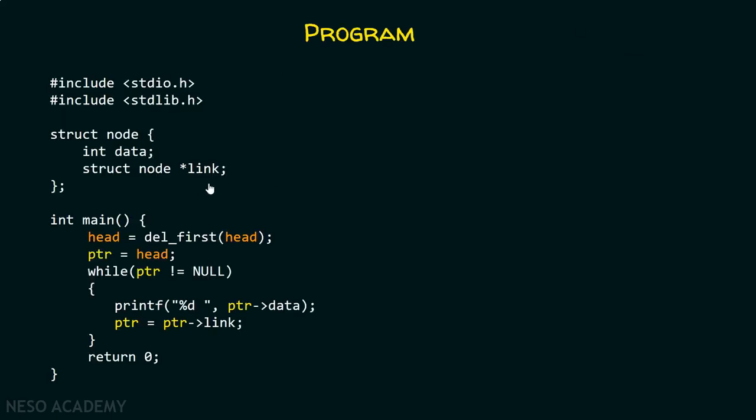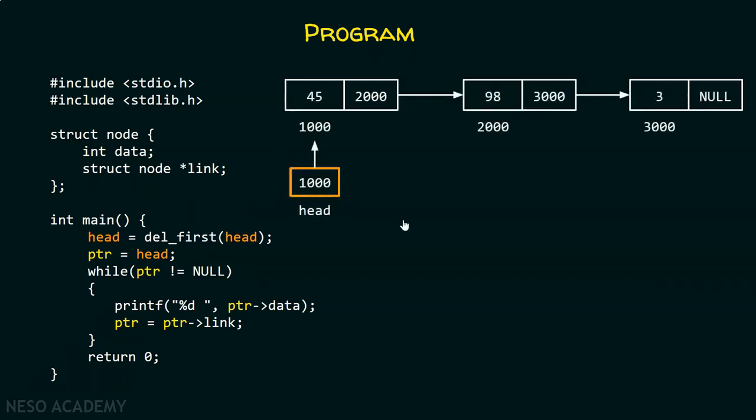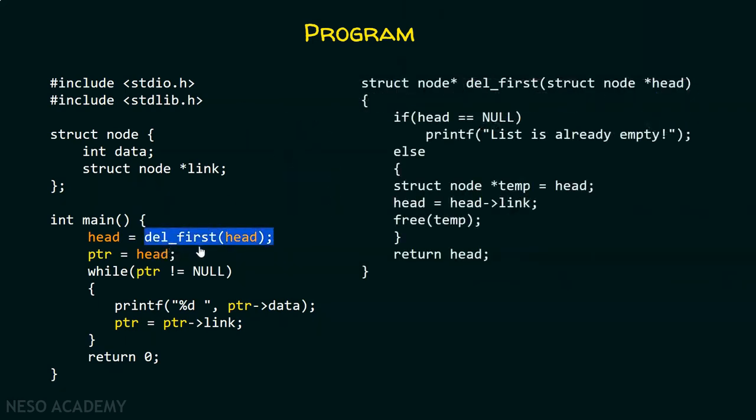So here is a program which helps us in deleting the first node of the list. And here I'm assuming that this list is already available with us. Here in the main function, I'm not writing the code for creating this list. I'm assuming that the list is already available, and I'm just going to call this del first function, which is used to delete the first node of the list. And here is how this function looks like.